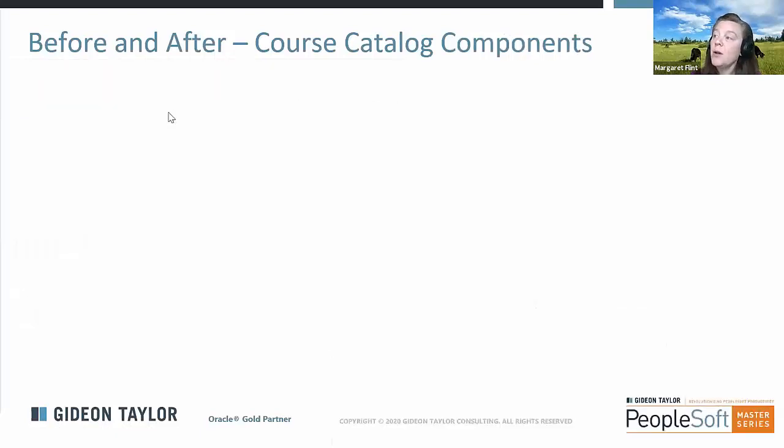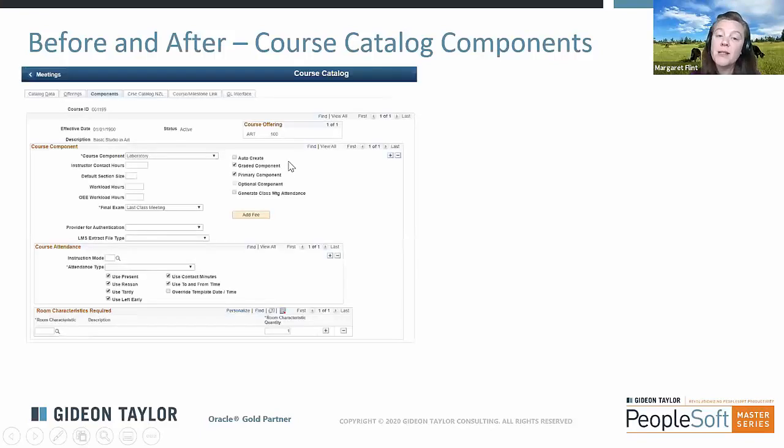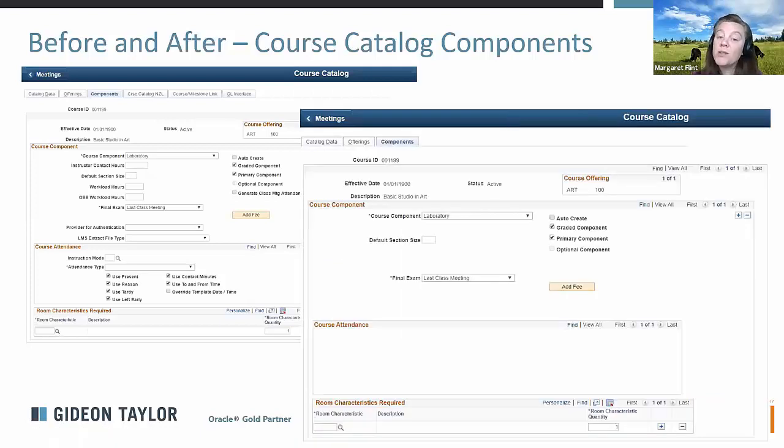Here's another example. This is the course catalog components tab. And then after, you'll notice that most of the fields are hidden, and the result here ended up to be a lot of white space, and for some reason, the scroll area doesn't hide. This course attendance scroll area doesn't hide even though all the fields within it are hidden. So we'll talk a little bit more about that.